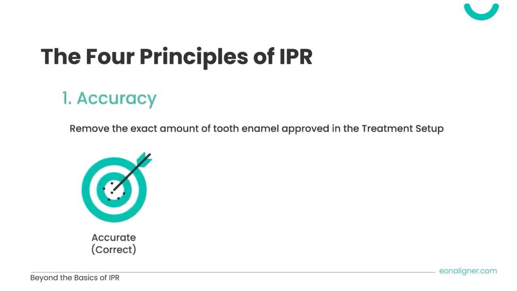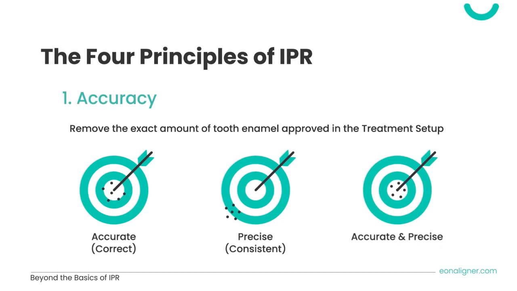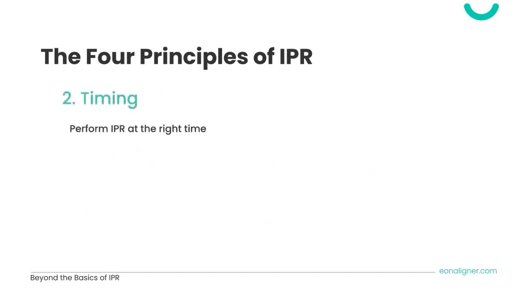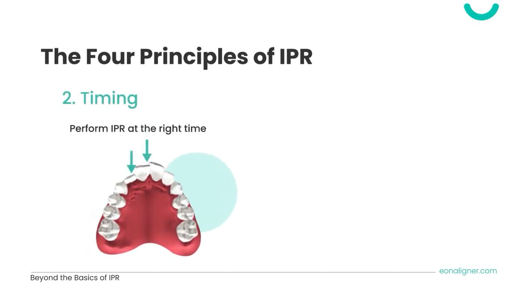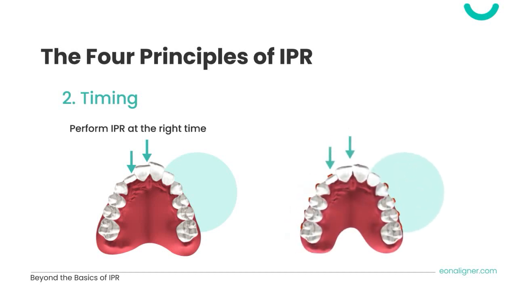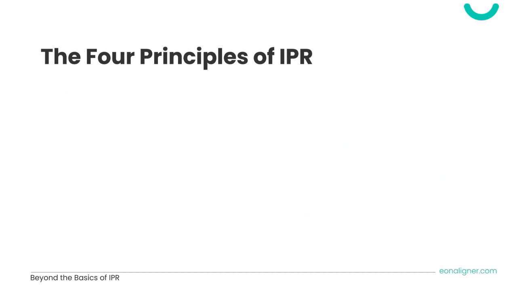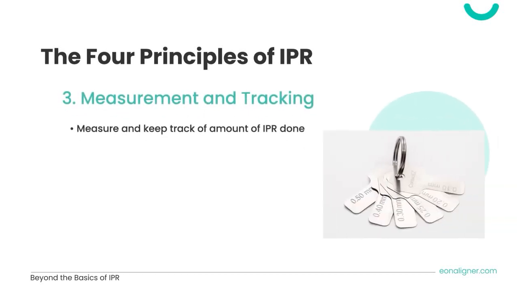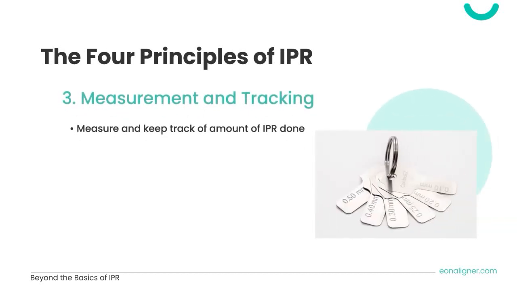Accuracy. Remove the exact amount of tooth enamel approved in the treatment setup. Second, timing. It should be performed where the contact point is properly accessible. As you can see in the first figure, the upper right one is rotated and the contact points are not accessible. At stage 14, as it's seen in the second figure, there's a proper contact point to perform IPR. Third, measurement and tracking. Measure and keep track of the amount of IPR done.